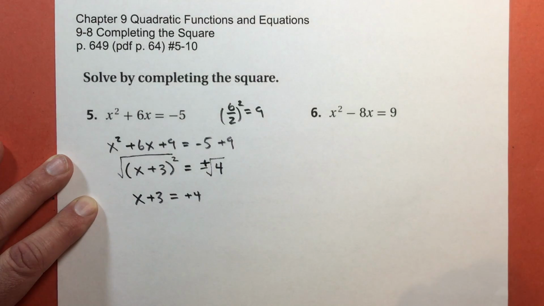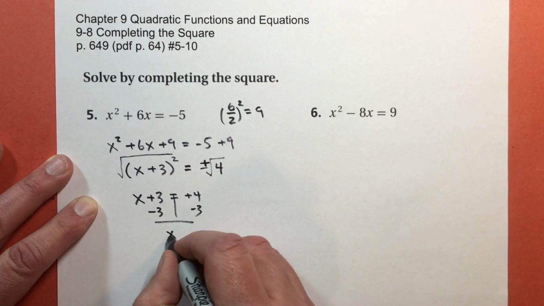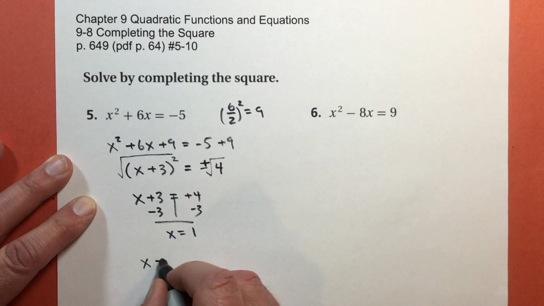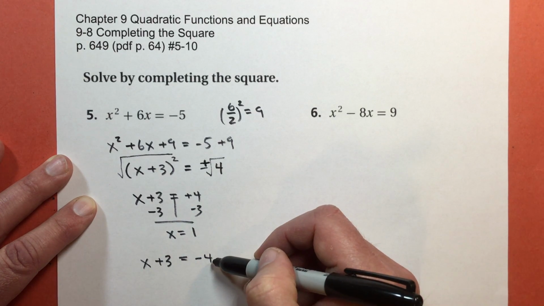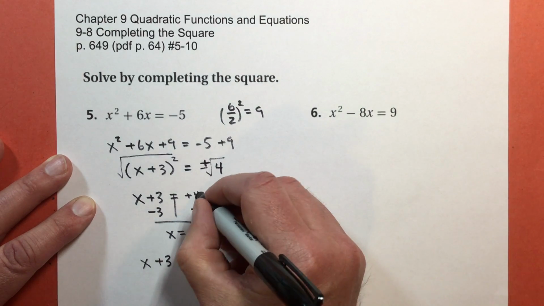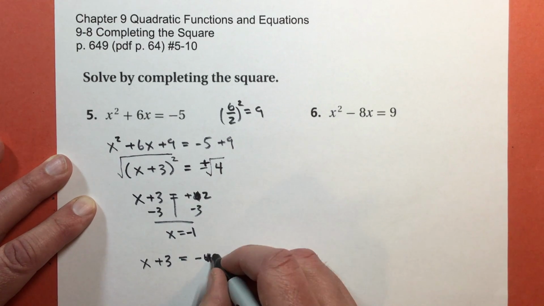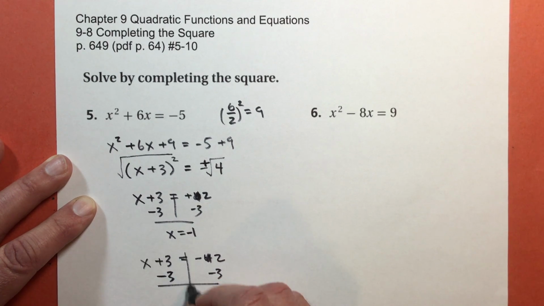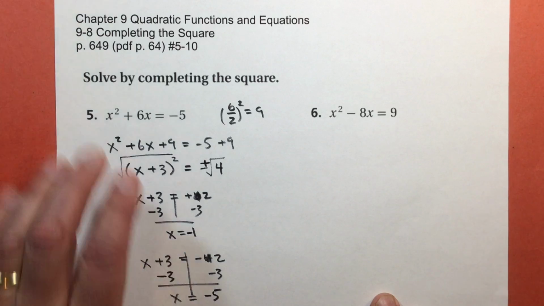I even put the plus sign there. I'm going to go ahead and solve this one. Add negative 3 to both sides, and I get x equals negative 1. The other equation I get is x plus 3 equals negative 2. So here's my 2, here's my negative 2. Of course, the square root of 4 is 2. All right, so now I'm going to subtract 3 from both sides, and I get negative 5. Okay. Got to remember to take the square root.